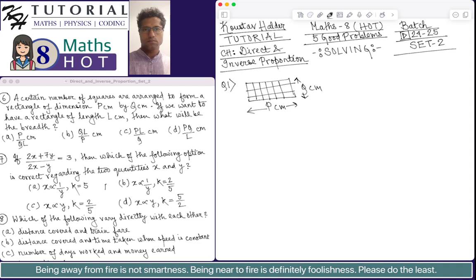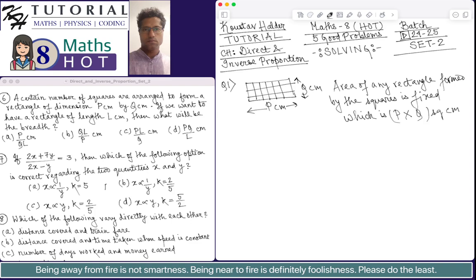So clearly, when a rectangle of dimension p centimeter by q centimeter can be arranged by a certain number of squares, we know for certain that the area of any rectangle formed by the squares is fixed, which is p multiplied by q, this much square centimeter. This pq square centimeter will be the area of any rectangle that you can form using the squares, the small tiles of the squares.